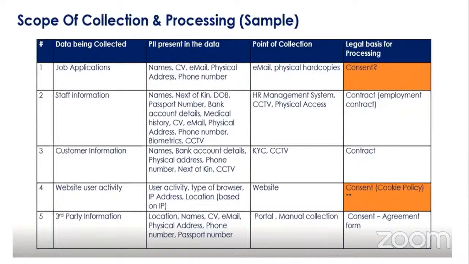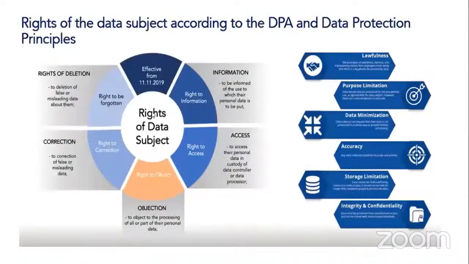Then also there's the third party information. The third party here, you're talking about locations, the names, the CV, the phones. So you can get them either through portals or through manual collection, and for this one you should be able to have consent and handle the response.